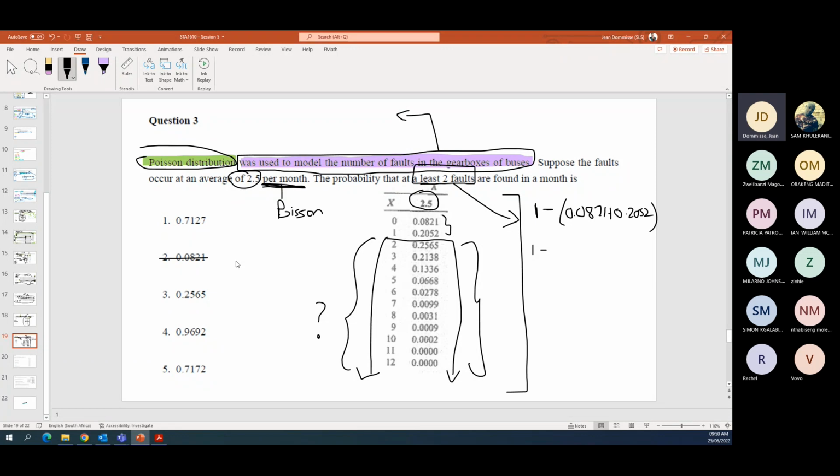Plus 0,2052, plus 0,873. So 1 minus that is equal to 0,7127.